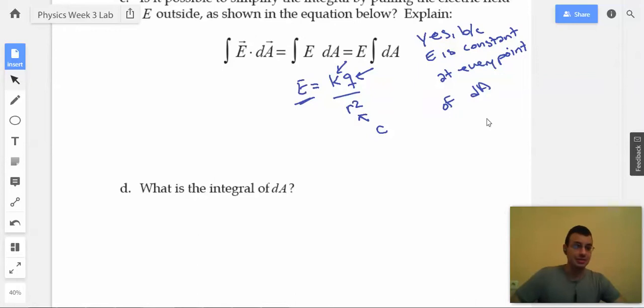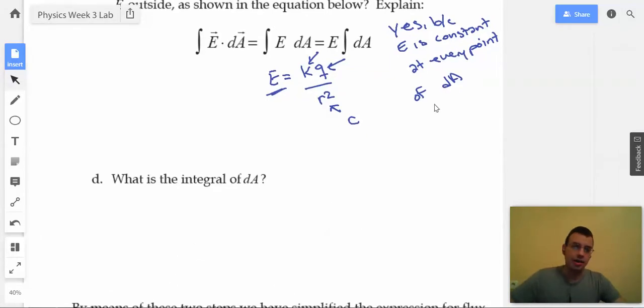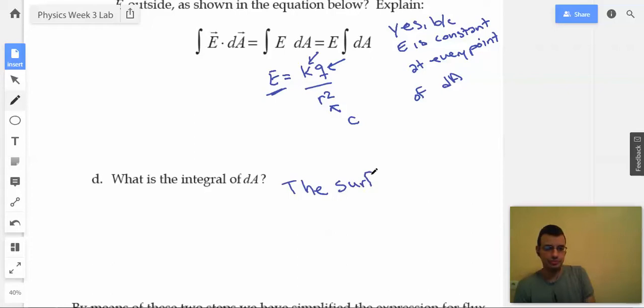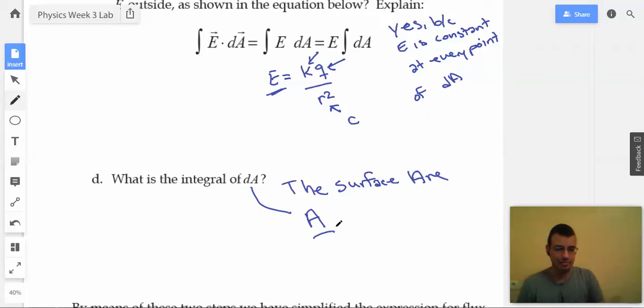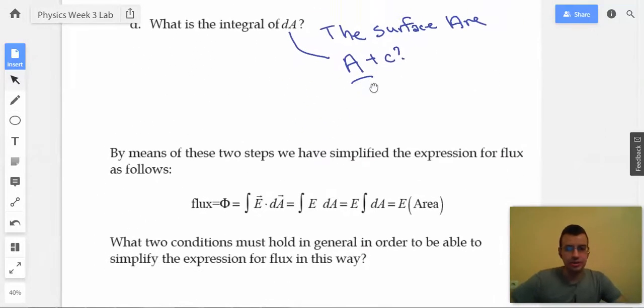So yes, you can, because E is constant at every point on the surface. What is the integral of dA? The surface area. So the real answer is A. Basically, they're asking for the surface area.